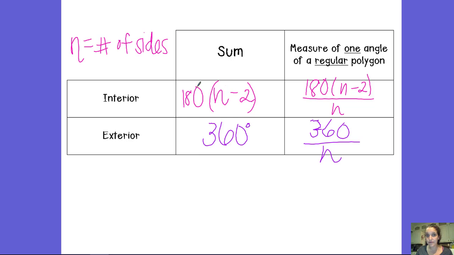Then if you notice, if you know this formula in the left column, in the sum column, to find the measure of just one of those angles in a regular polygon, you're just going to divide it by n. If you know the sum, you're just going to divide it by n, and that's going to give you the measure of one of those individual angles. So this looks really complicated, but really all you are doing is taking the formula on the left and dividing it by n to get the measure of just one. You're taking the total and dividing it by the number of angles to get the measure of each individual angle in a regular polygon.